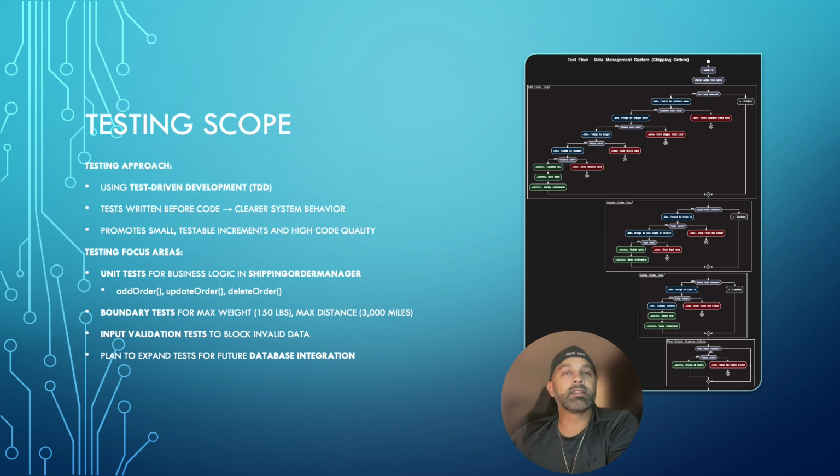I'm gonna focus on the next couple of areas. The unit tests for business logic in the shipping order manager, which are gonna include add order, update order, and delete order. Also the boundary tests, which are gonna be the limit of a max weight of 150 pounds and a max distance of 3,000 miles. Of course, this might change depending on the demand later in the code, so I just set it like that for testing only. Improved validation tests to block invalid data, and also plan to expand tests for future database integration.